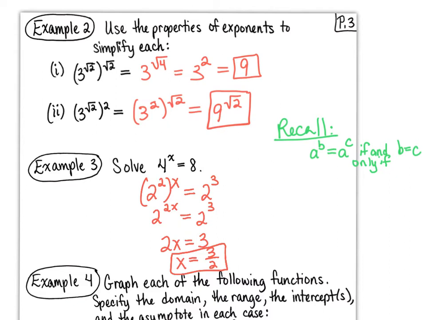So this is just an aside, but if you want to check, you can go back and substitute in 3 halves for x to see if when you simplify it, you get 8. So you have 4 raised to the 3 halves. That's the same thing as the square root of 4 cubed. Are you okay with that jump in steps? Or do you need to see a step in between? Okay.